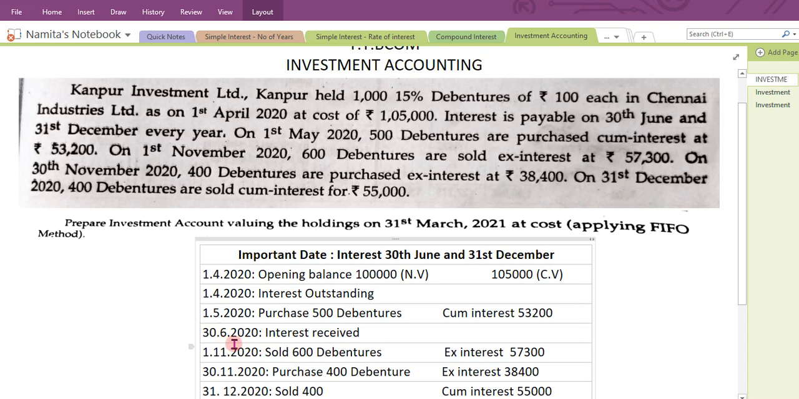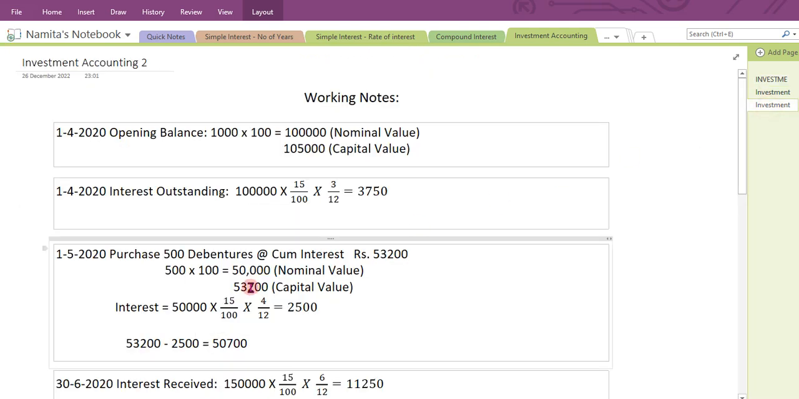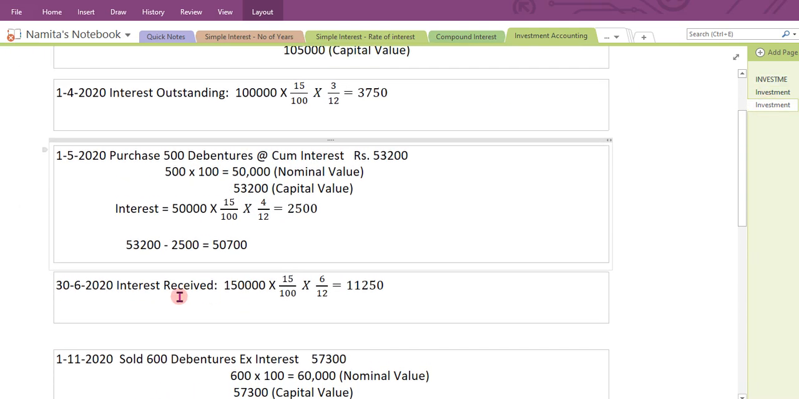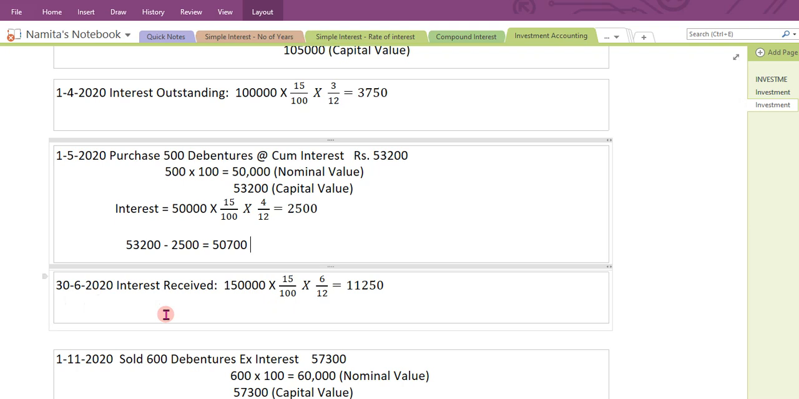After May, which month comes? June. And in the month of June, we are going to receive the interest. So you will do the interest received calculation. Okay. Now see, 30 June 2020 interest received, right? Now how will we calculate this interest, on which nominal value, on how much debentures are we going to receive the interest?